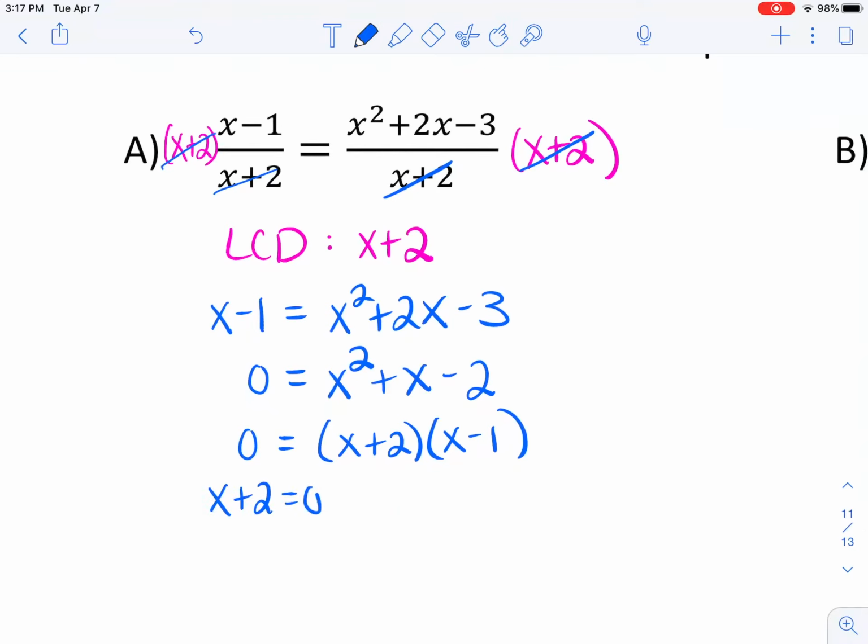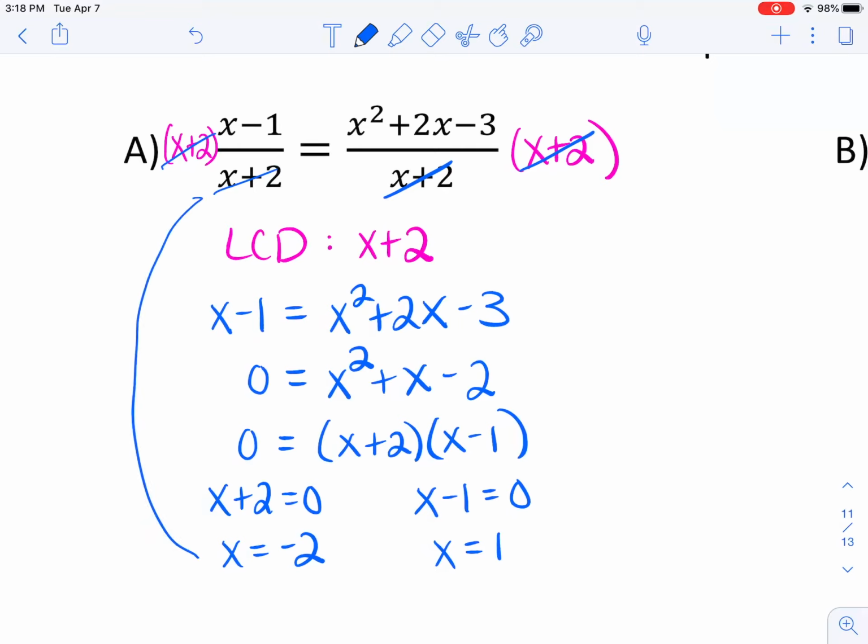Using the zero product property, I can set both factors equal to 0. So x plus 2 equals 0, and x minus 1 equals 0, and then solve those. Subtract 2 from both sides, we get x is negative 2. Add 1 to both sides, we get x is 1. With these, you want to check and make sure that our solutions, when we substitute them back into the original equation, do not make our denominator 0. Otherwise, it will be undefined.